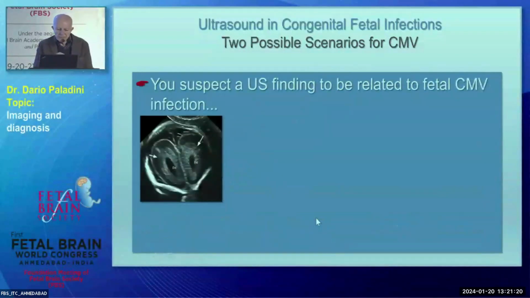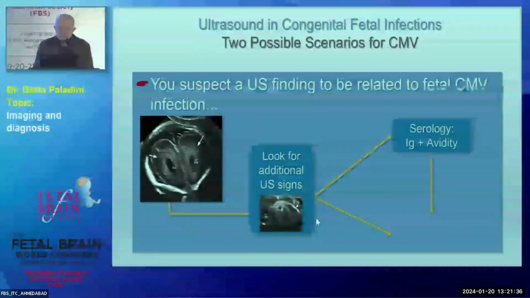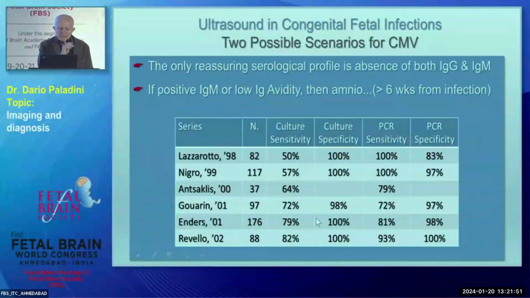Okay. So if you suspect the ultrasound finding to be related to cytomegalovirus infection, look for additional extracerebral signs that may be present, such as echogenic ileus, and check maternal status. Then you carry out an amnio to see whether you have a positive or negative PCR, and you make a viral load count to see how strong it is and how likely it is to have major cerebral damage for the fetus.